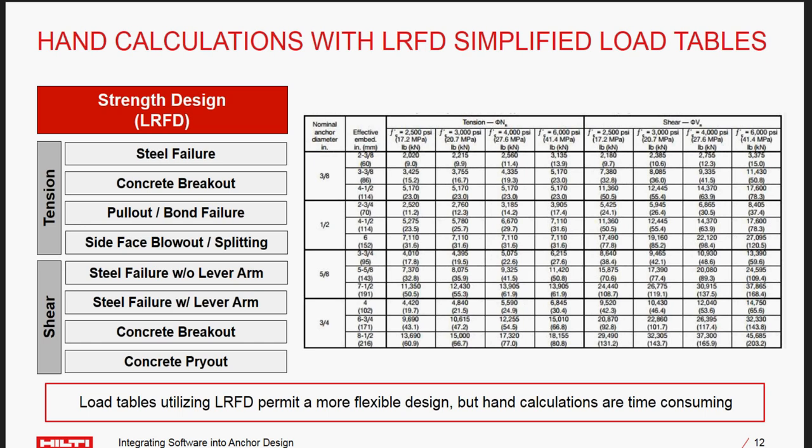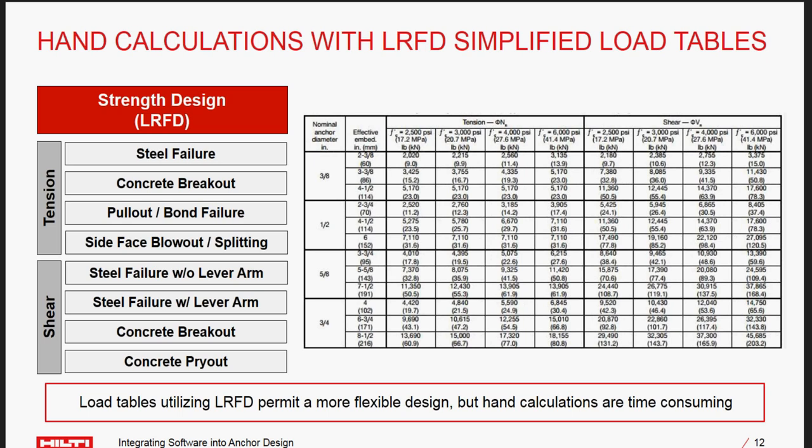Following suit with the ASD tables, we now have LRFD, load and resistance factor design simplified tables. So instead of going through the full calculations from ACI 318, there are now pre-calculated values located in these tables. Again, you will go in, say what is my anchor diameter, effective embedment depth, concrete compressive strength, and get your design capacity in tension and in shear. You'll then be able to use your load adjustment factors to reduce the capacity based on your anchor layout.